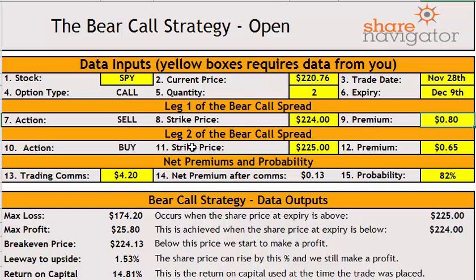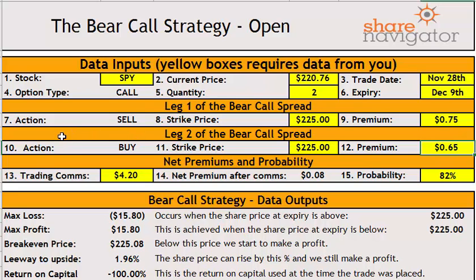Now there are 2 legs to the bear call spread. The first leg is where we're going to sell whatever strike price we pick. For this particular example, we chose 224, but we could change that to 225. And you can see here that the premium will change, and this will be given to you at the time by wherever you're getting your option quotes from. So let's say the premium here is 0.75.